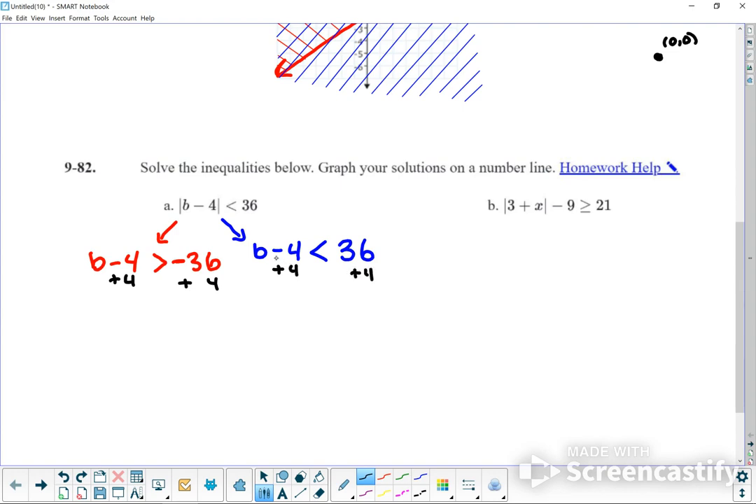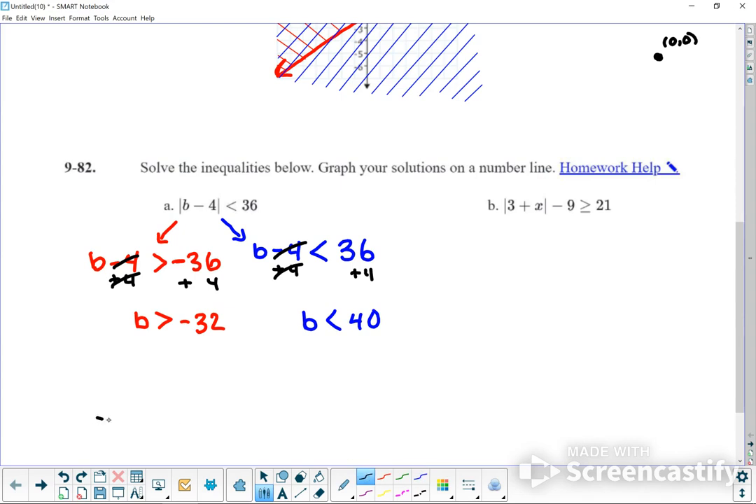Don't expect to get the same answer, though, because you won't get the same answer. It's not always going to be the same answer, and it usually is not the same answer. So b greater than, you got to figure this out. Negative 36 plus 4 makes negative 32. Over here on the blue side, you're going to copy this, b less than, and then 36 plus 4 is 40. You see how you get two different answers?